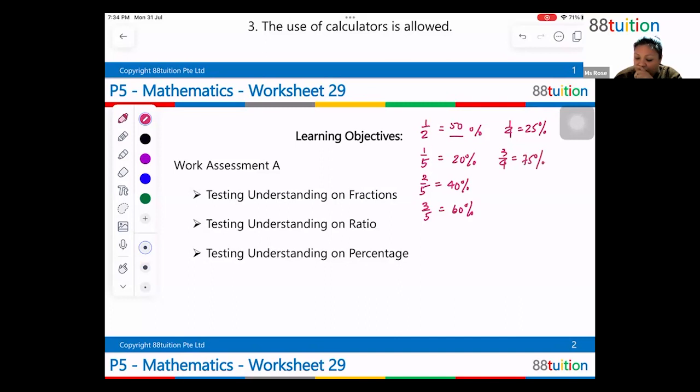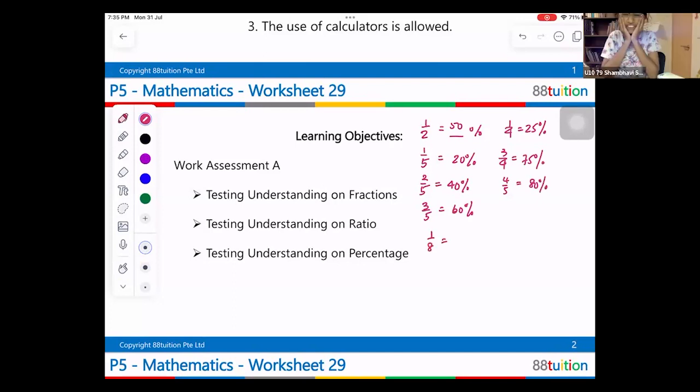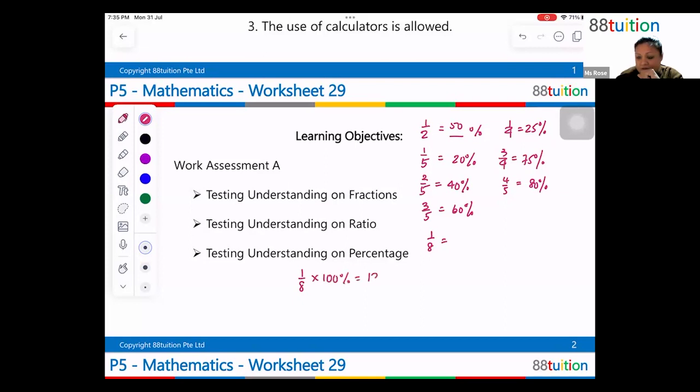Now, 4/5 would be 80%. Now 1/8. No, 1/8. Okay, press 1/8. To convert from fraction to percentage, I must times 100, right? To give me 12.5%. Can you all press your calculator and see?